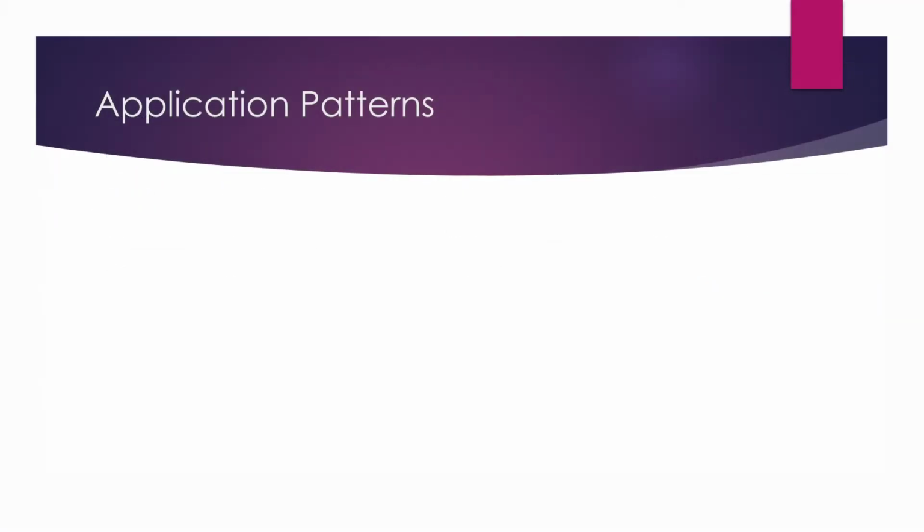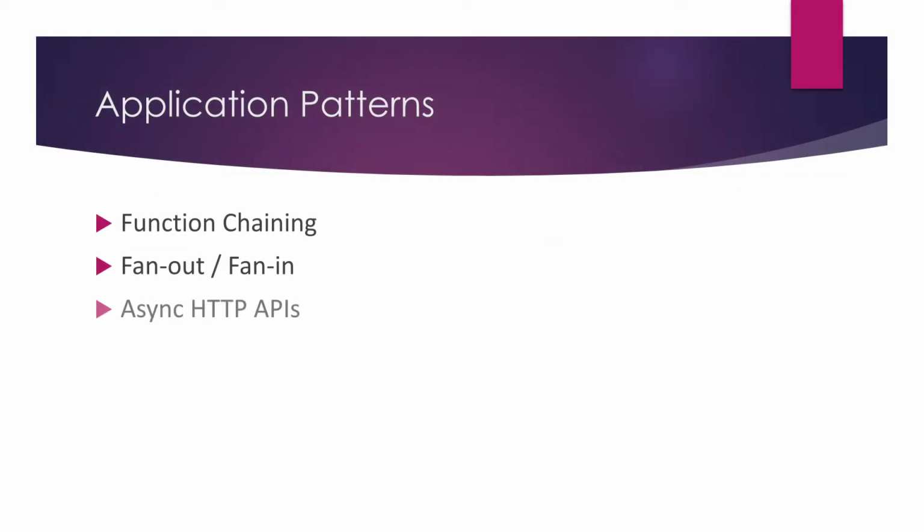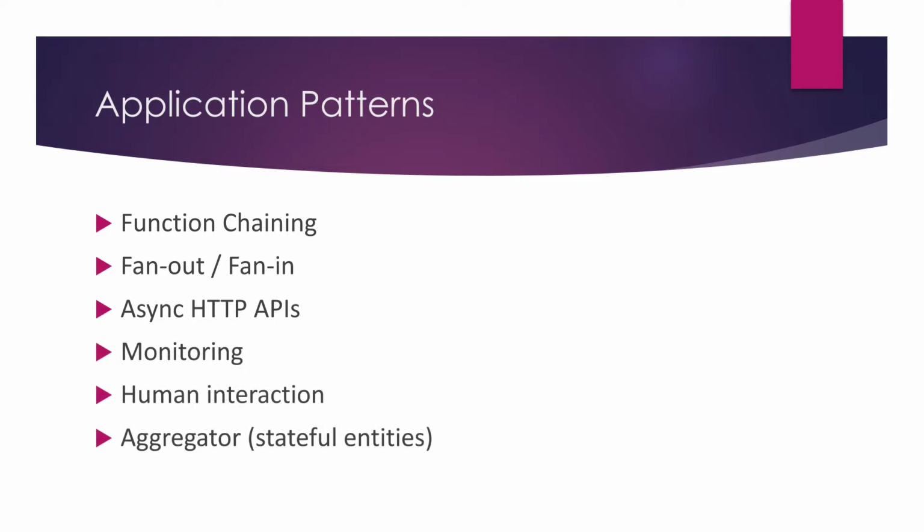Now, what are some of the application patterns that we can use durable functions to do? We can do function chaining, which we'll see pretty shortly, we can do fan out, fan in, we can do async HTTP APIs, we can do monitoring, and also some human interaction systems, and then an aggregator, what we call a stateful entity pattern. These are the 6 common patterns that we use durable functions to do.